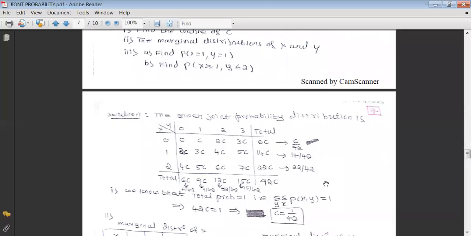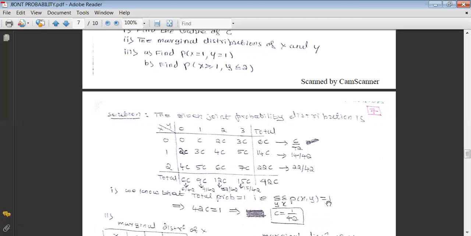Now, let us take the total of each row as well as column. Therefore, each row total, that is, this gives you 6c and this gives you 14c and this gives you 22c. Similarly, column wise also we get this one, and the total seems to be 42c. And we know one of the properties that the total of the joint probabilities must be equal to 1. Once you add all these, we get the total of joint probabilities as 42c.